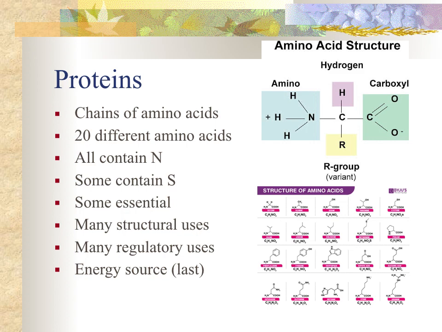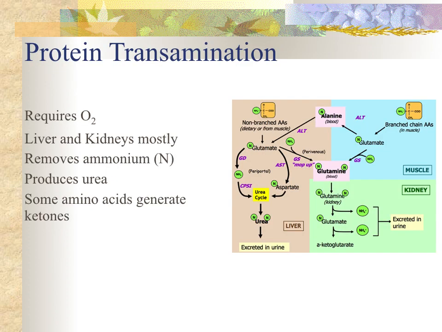Some are essential. Lots of these are essential. We can't make them, so they have to be in the diet. These have many structural uses, many regulatory uses. Our primary uses of proteins and amino acids are structural and regulatory. That's their main function. They can also be used as a source of energy, but that's not a good source of energy. It's a last resort.